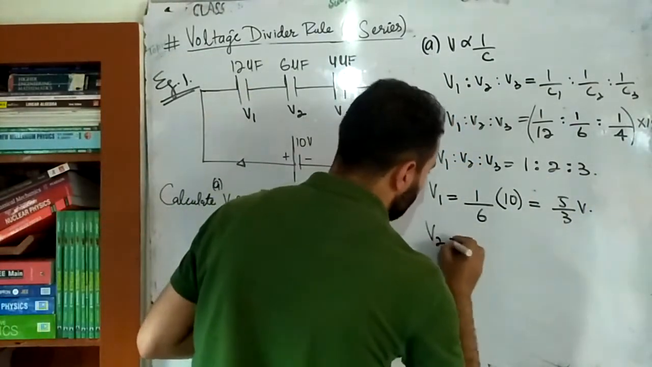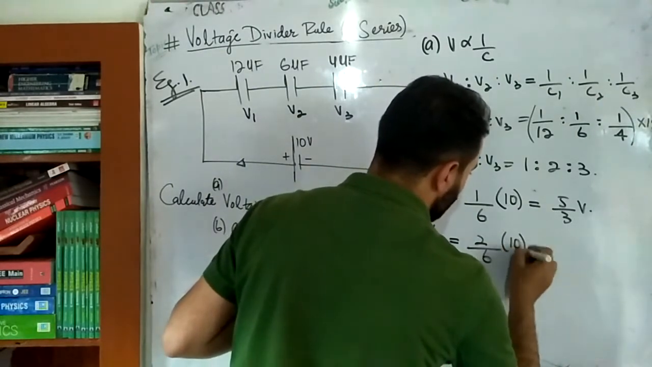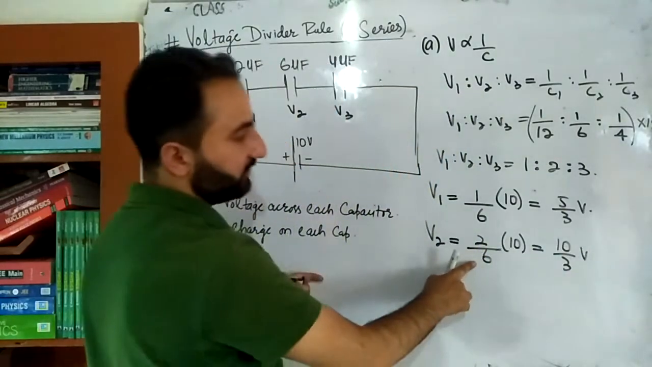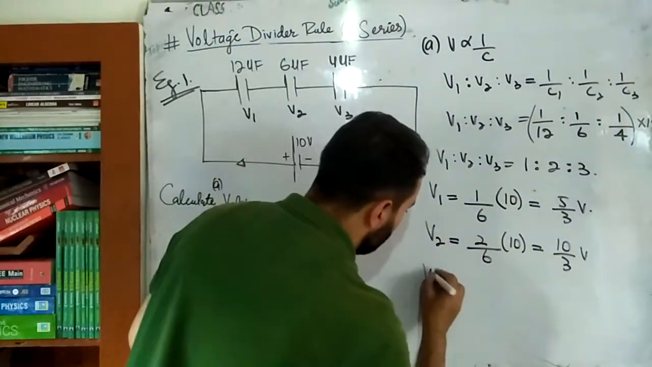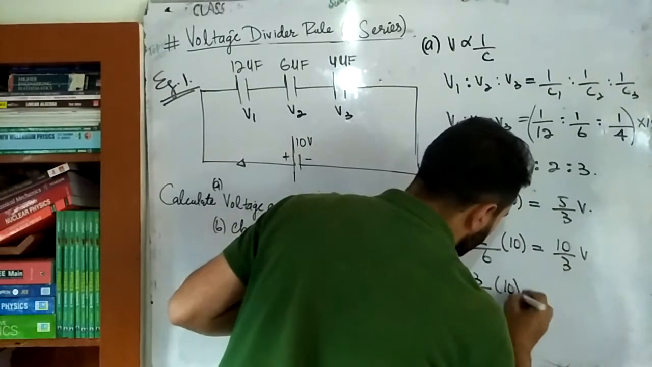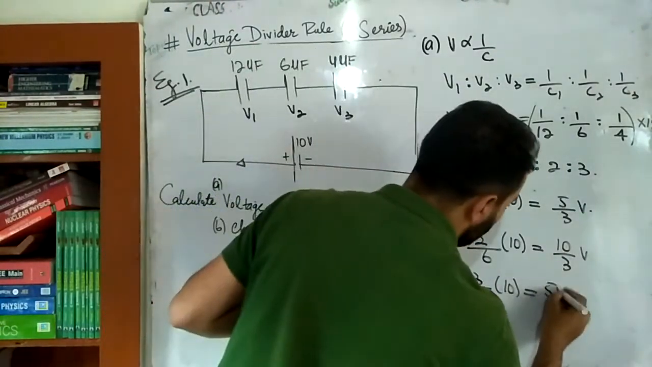If you want to calculate V2, it will be equal to its factor 2 divided by summation 6, times net 10, so it is 10 by 3 volt. 2 1s are 2, 2 3s are 6, so 10 by 3 volt. V3 will be equal to its factor 3 divided by 6 multiplied by 10. So 3 1s are 3, 3 2s are 6. So 10 by 2, that's equal to 5 volt.